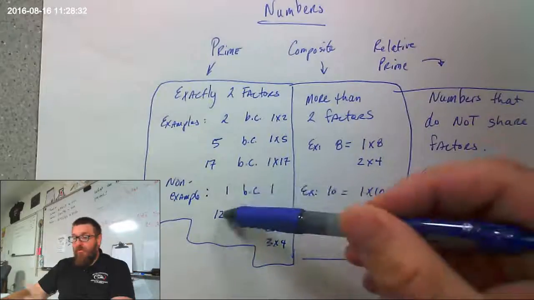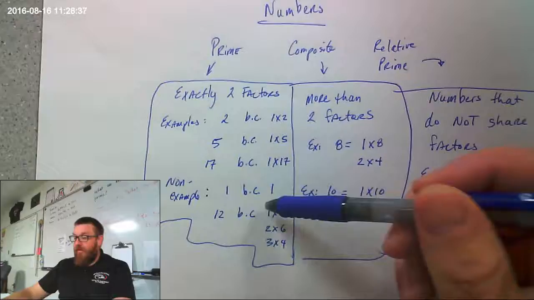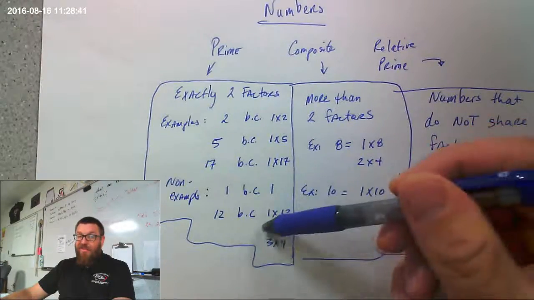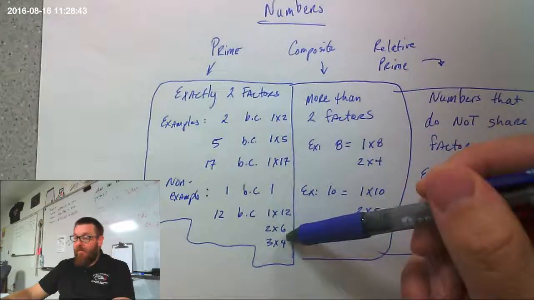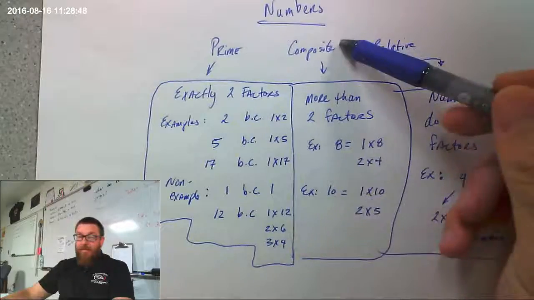Another non-example would be 12. 12 is not prime. 12 is what's called composite. 12 is not prime because it's got several factors. It's got more than 2. It's got 1 times 12, it's got 2 times 6, and it's got 3 times 4. That's more than 2 factors, so it's not prime, it's composite.